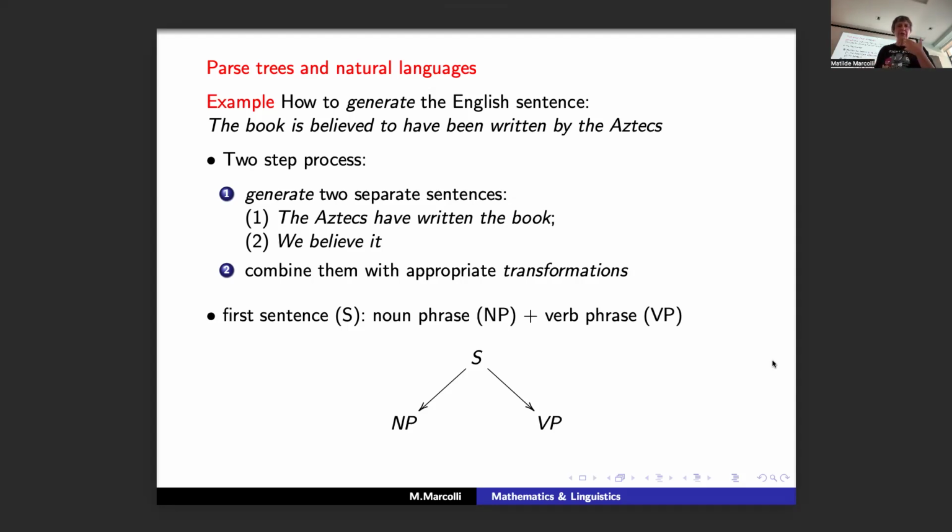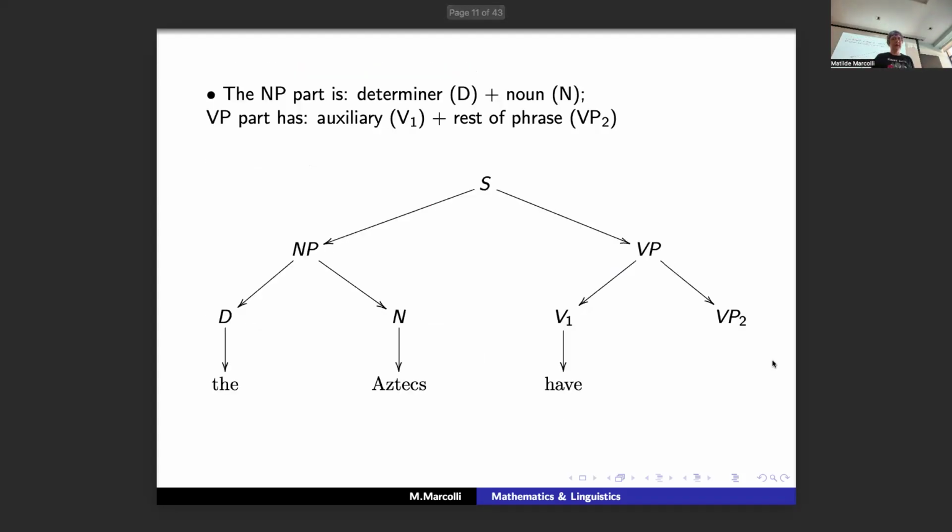transformed way. The first sentence has a noun phrase and a verb phrase, and these two are combined together. The noun phrase has a determiner and a noun, and the verb phrase has an auxiliary and the rest of the verb phrase.